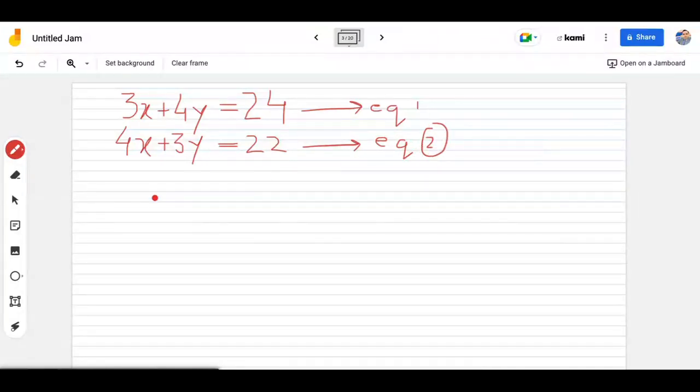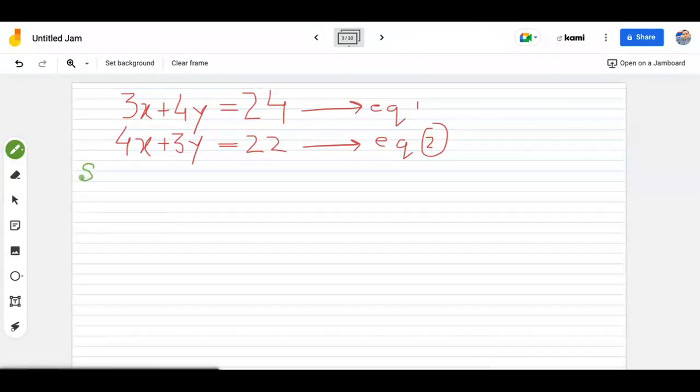Now we can see that in both equations the variables have different coefficients. In equation 1 the coefficient of x is 3, in equation 2 the coefficient of x is 4. In equation 1 the coefficient of y is 4, and in equation 2 the coefficient of y is 3. It means we have different coefficients in both cases. In this case, we will do some multiplication.